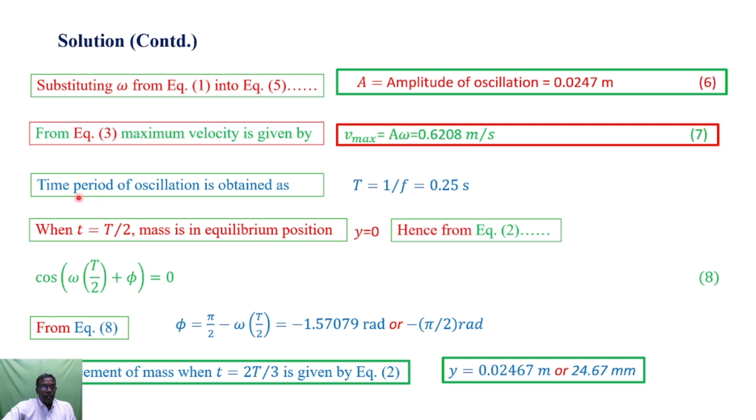The time period of oscillation is obtained from the equation: time period is the inverse of the frequency of oscillation. Time period is the time taken for the completion of one cycle of vibration, whereas frequency is the number of cycles per unit time. So the inverse of the frequency is the time period. The frequency is given, that is 4 Hz, from which I can obtain the time period, which is 0.25 seconds. When time is equal to T by 2, that is half of the period, the mass is in equilibrium position.